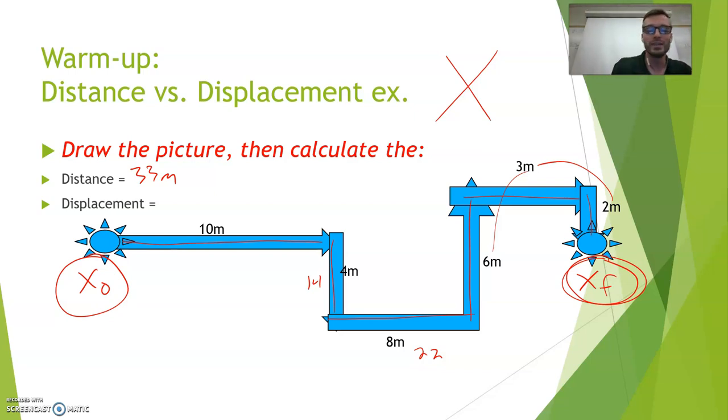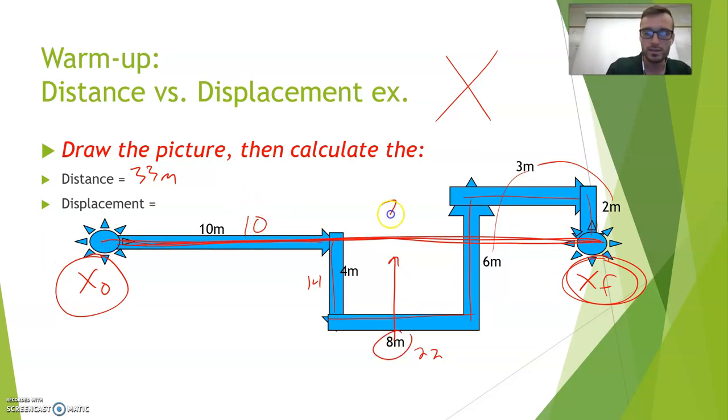So how far did we go from here all the way over to here? Well, let's see. All right, you notice that straight line distance that I drew. Well, that would be made up of 10. This part is 8, and this part is 3. And if I added those together, I would get 21 meters. Don't forget displacement has direction, so I might say something like to the right.